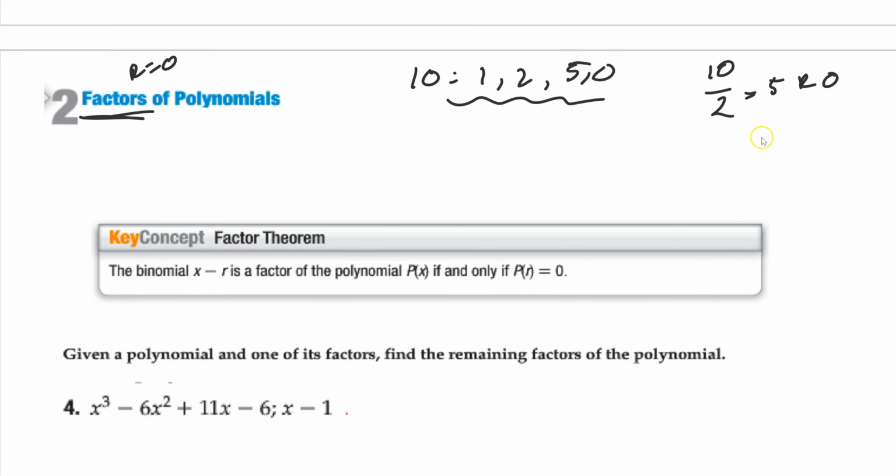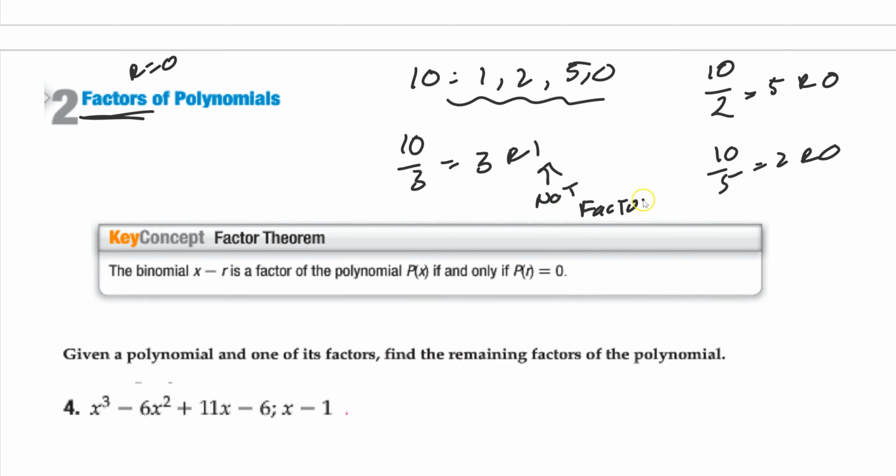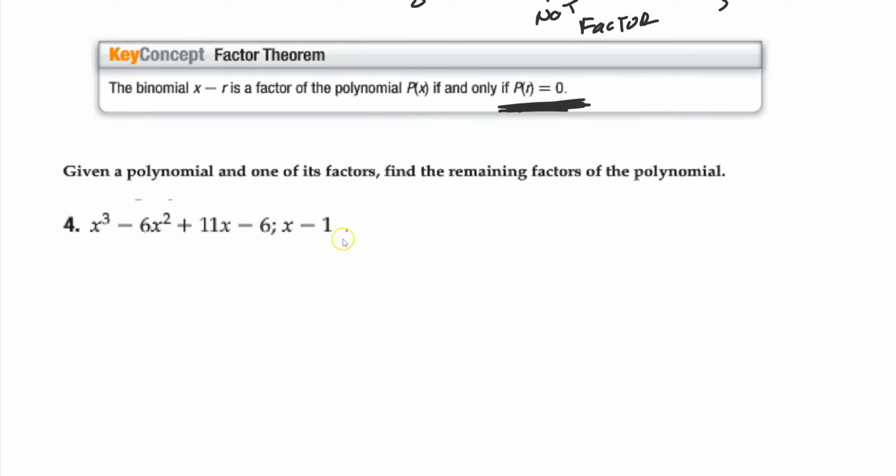It divides evenly. So 10 divided by 5 is 2 remainder 0, right? If you try to divide 10 by 3, you get 3 remainder 1, so it's not a factor. That's all a factor is. When you divide, it divides evenly, so you have a remainder of 0. So that's the key. If I want to know if a binomial is a factor, it's a factor when it has a remainder of 0. I could do the same thing with polynomials. If I want to know if this is a factor of that, just divide and get a remainder of 0.